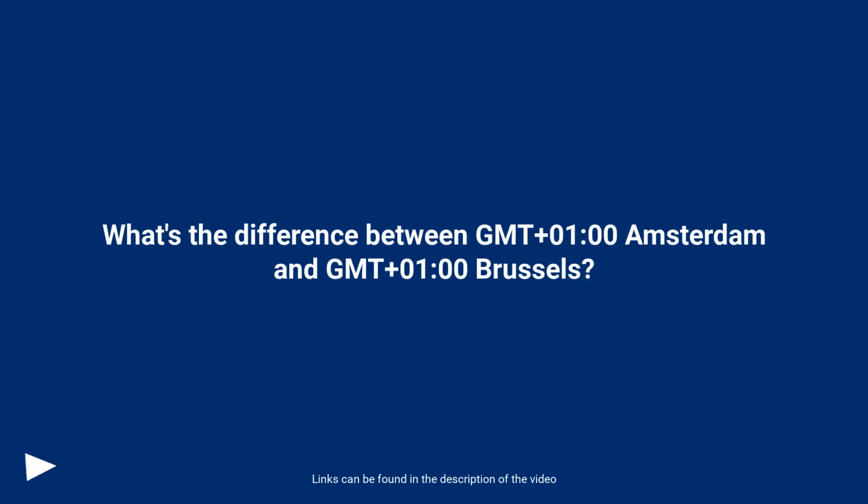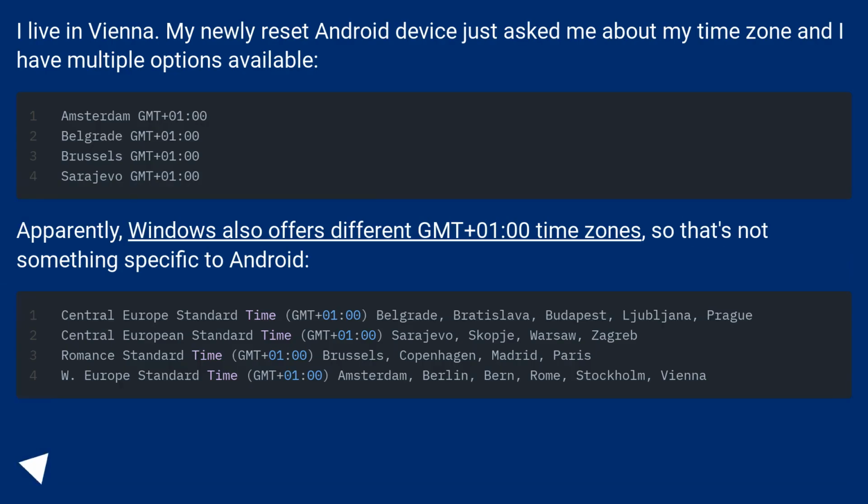What's the difference between GMT plus 1 Amsterdam and GMT plus 1 Brussels? I live in Vienna. My newly reset Android device just asked me about my time zone and I have multiple options available. Apparently, Windows also offers different GMT plus 1 time zones, so that's not something specific to Android.